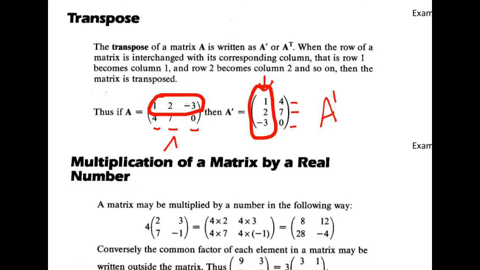So we started with a matrix A of 2 rows and 3 columns. You finish up with 3 rows and 2 columns, and that is a transpose of a matrix.